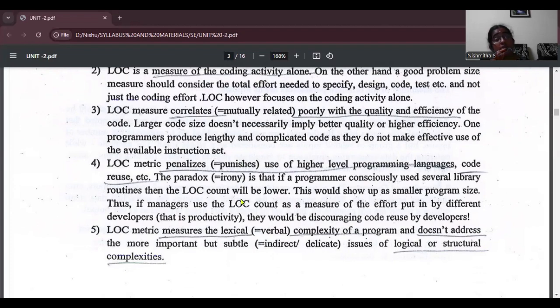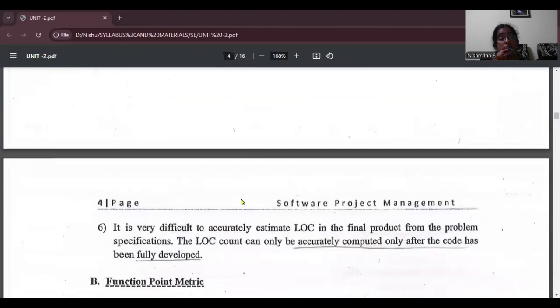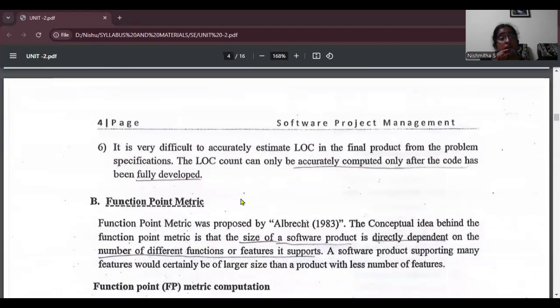The LOC metric measures the lexical complexity of a program and does not address the more important but subtle issues of logical or structural complexities. It is very difficult to accurately estimate the LOC in the final product from the problem specifications. The LOC count can be accurately computed only after the code has been fully developed.